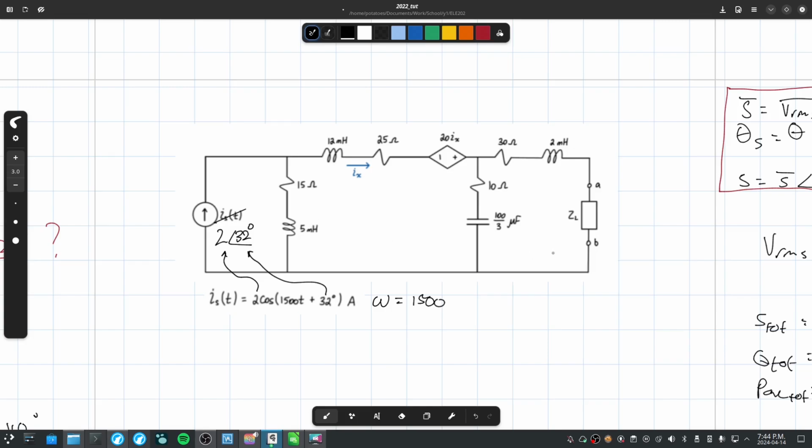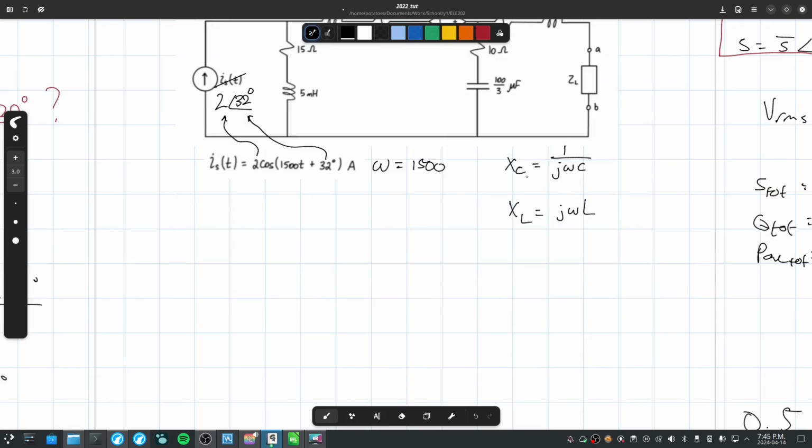Now, we need to convert all of these into impedances, or reactances. To do that, we use the formulas that the impedance of a capacitor is 1 over JωC, and the impedance of an inductor is JωL. They're inverse of each other. Remember, capacitors and inductors do not agree on anything. They're always opposite of each other.